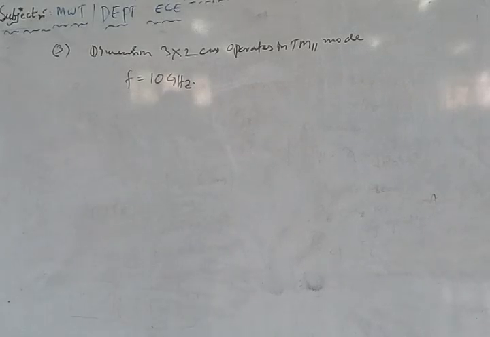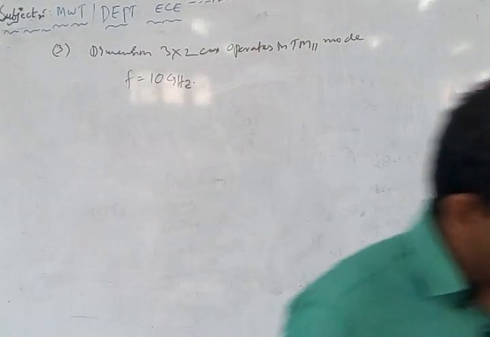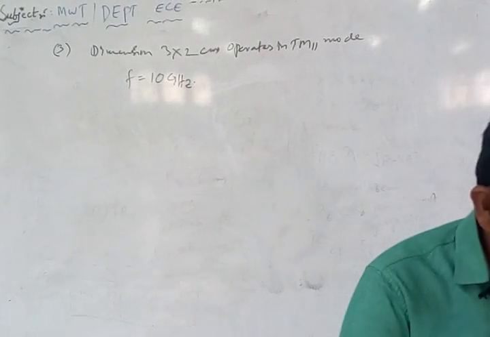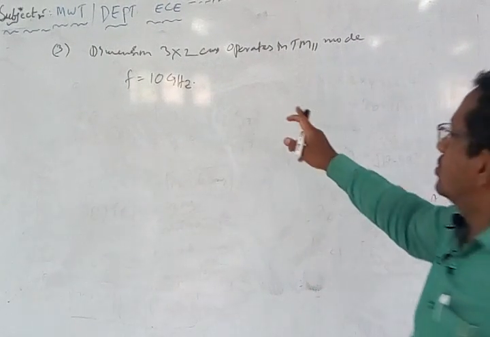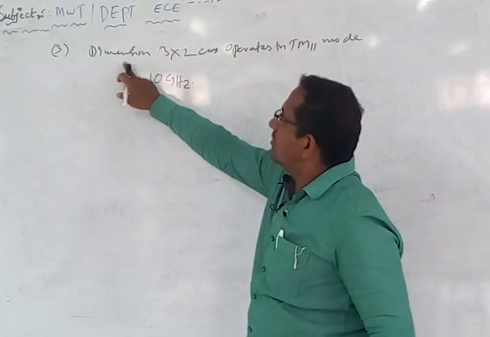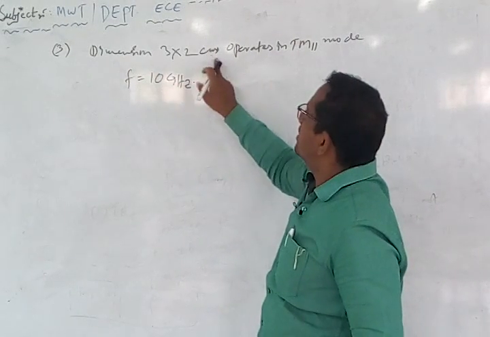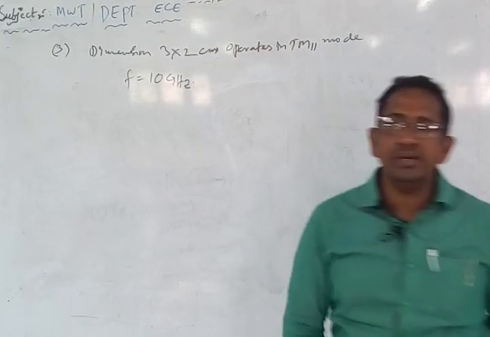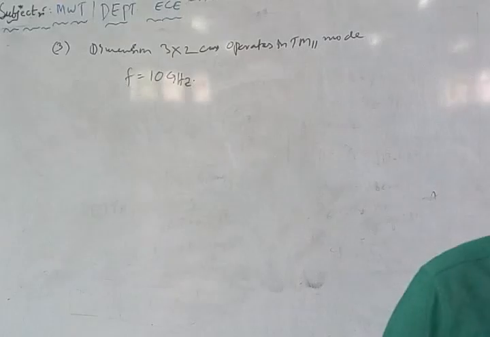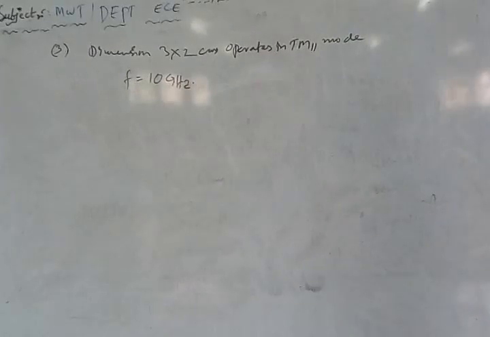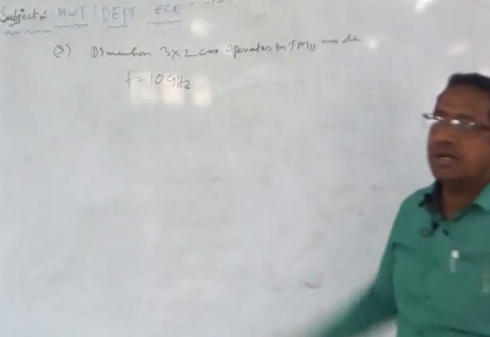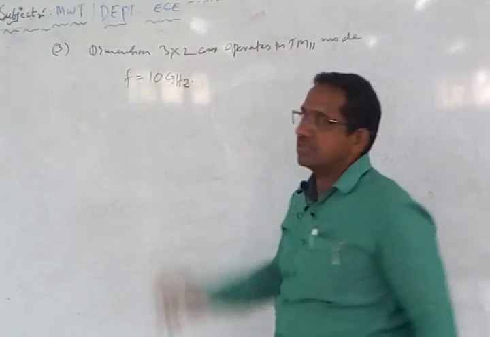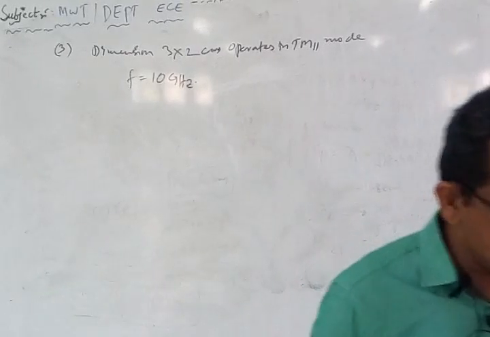Now we'll go with another problem. Please take down this problem now. A rectangular waveguide with dimensions 3 by 2 centimeters operates in TM11 mode at 10 gigahertz frequency.